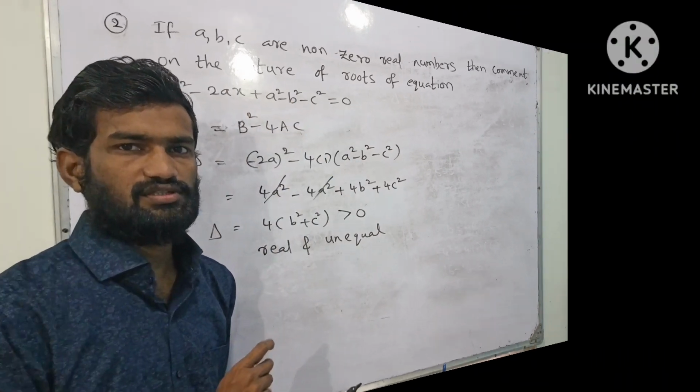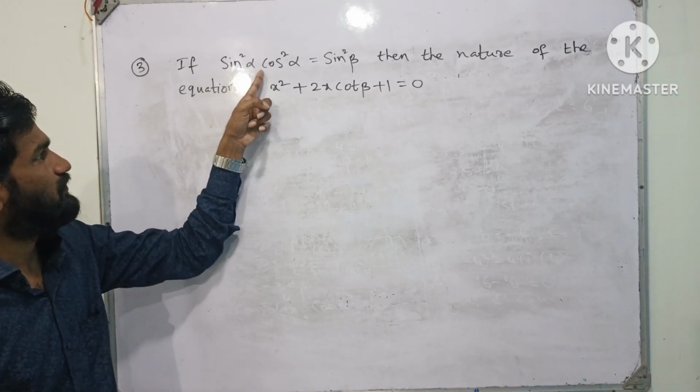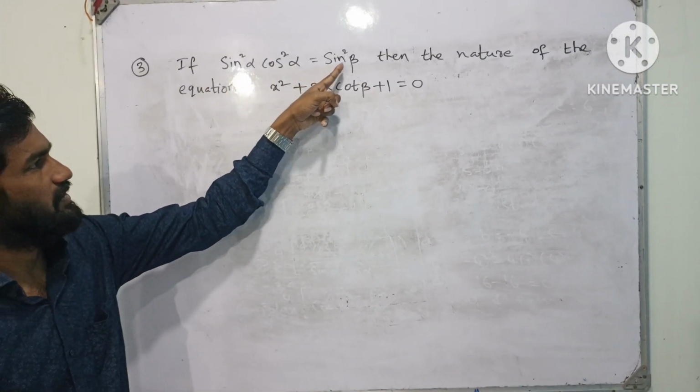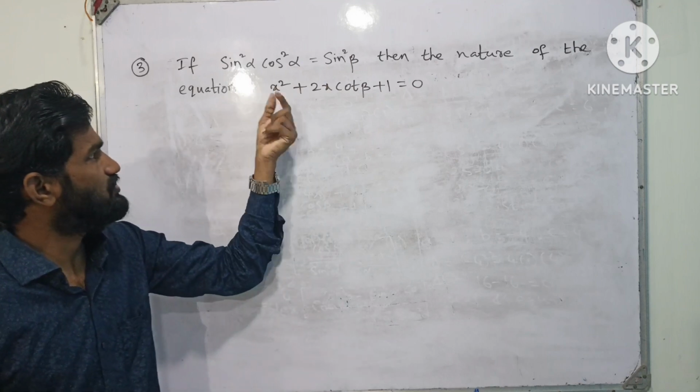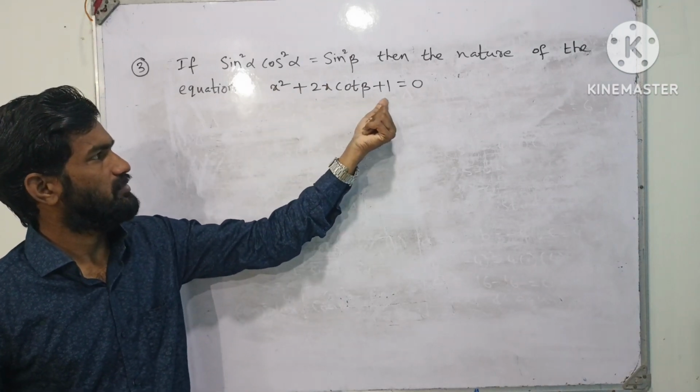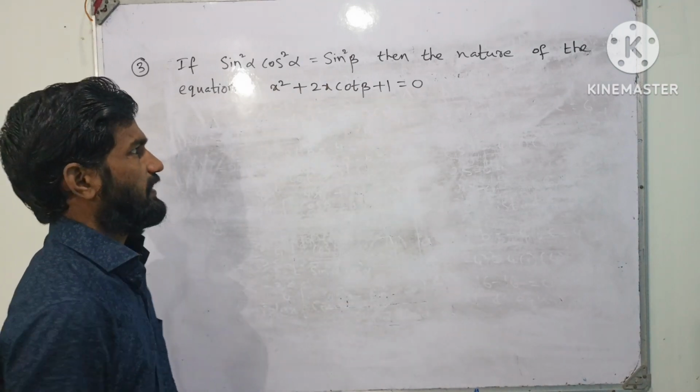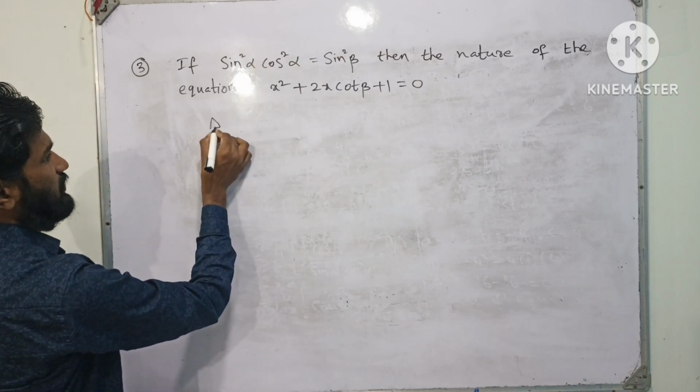Okay, once observe this. Third problem: if sine square alpha into cos square alpha is equal to sine square beta, then the nature of the roots of the equation x square plus 2x cot beta plus 1 is equal to 0. Again, if I want to find the nature of roots, I need to find the discriminant.